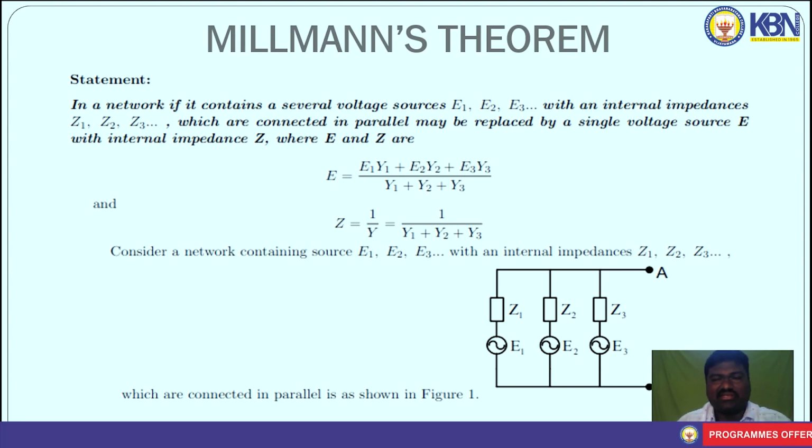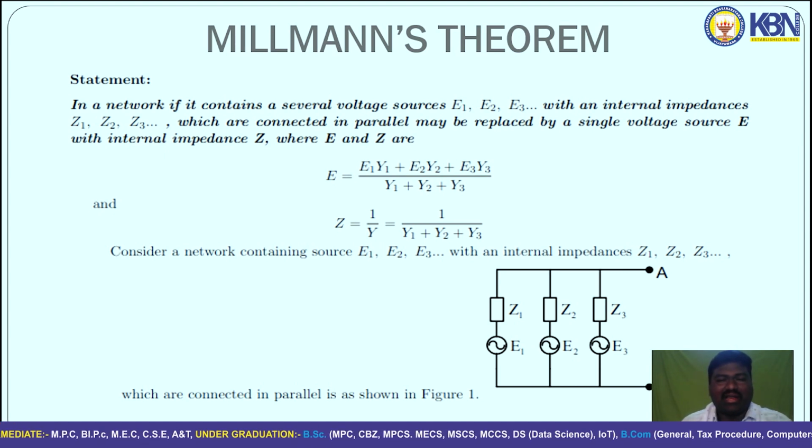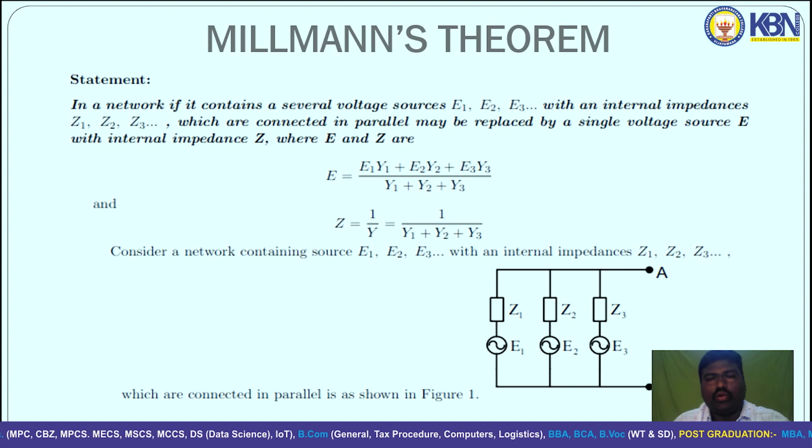Admittance is measured in ohm inverse, that means mhos. Admittance is nothing but the reciprocal of impedance. Consider a network containing the sources E1, E2, E3 and so on En with impedances Z1, Z2, Z3, Z4 and so on Zn, which are connected in parallel as shown in the above figure. Finally, we have to prove E equal to E1 Y1 plus E2 Y2 plus E3 Y3 by Y1 plus Y2 plus Y3. This is about Millman's theorem.